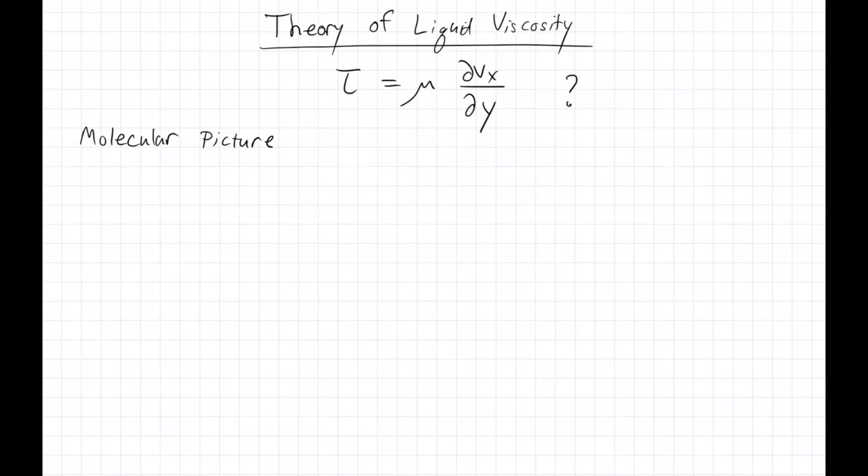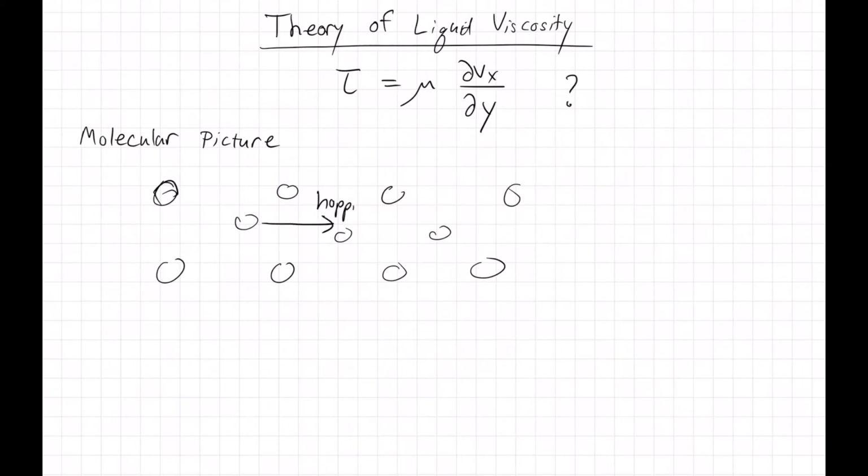So I'm going to draw a multi-layer system here that looks kind of crystalline, but it's not really meant to be. I'll just draw a couple layers, and there's a molecule. And the key picture for a liquid is that molecules aren't really bound into an equilibrium place. They just kind of hop from site to site. Rather, they kind of slide past one another.